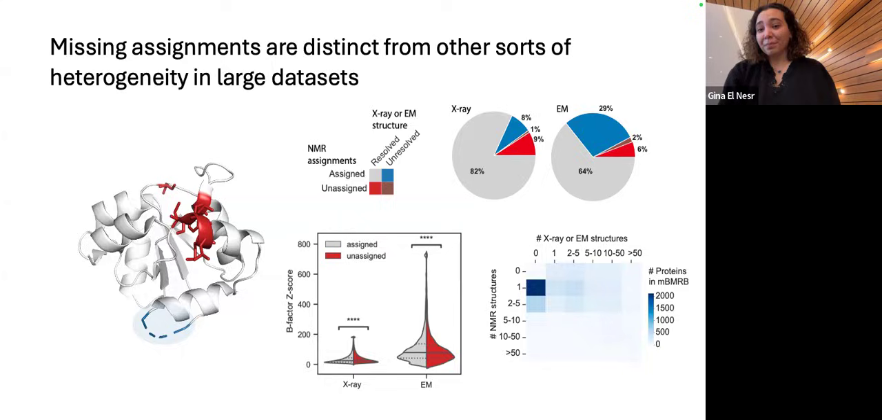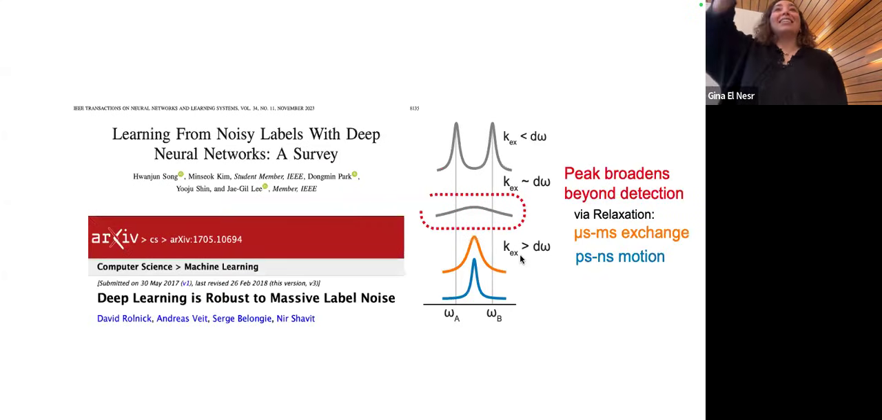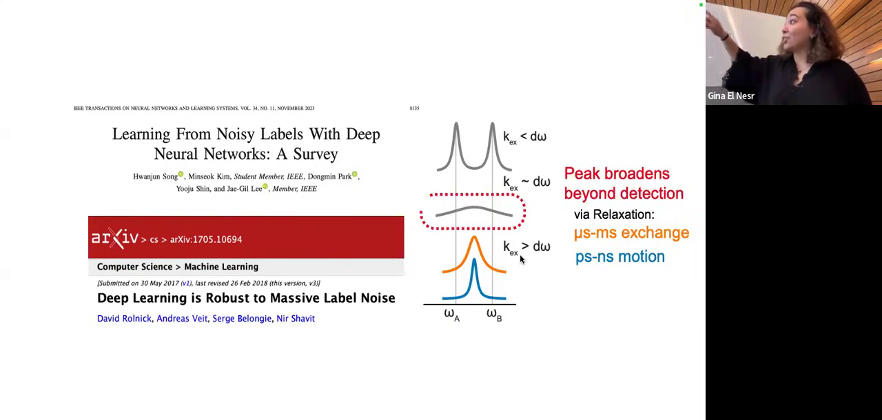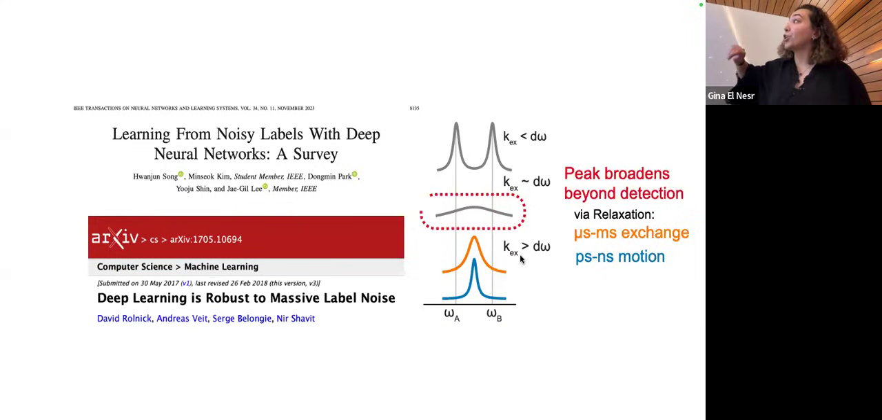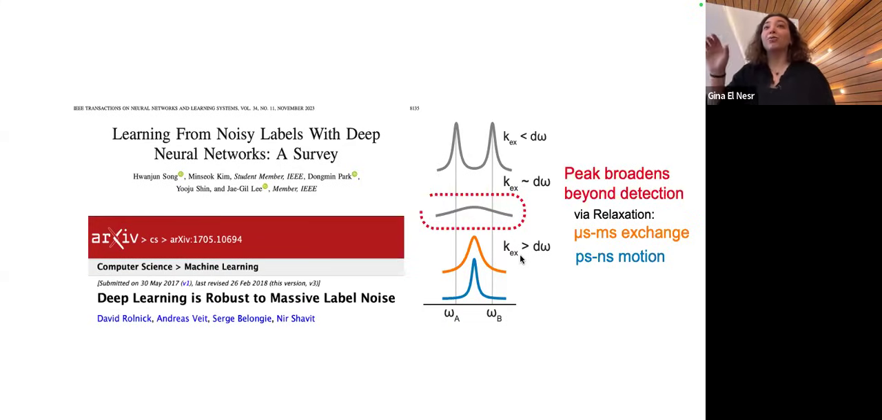Someone in the back had asked how good that assumption is. We turn to the fact that deep learning is very robust to label noise. I think the bottom work is from a group here at MIT, and the top work is from a Korean group. They've shown for other forms of deep learning that it is robust to massive label noise. So if there are other reasons that a residue is missing, hopefully it's a small enough percent that it gets washed away in the training process. And so we leverage that.